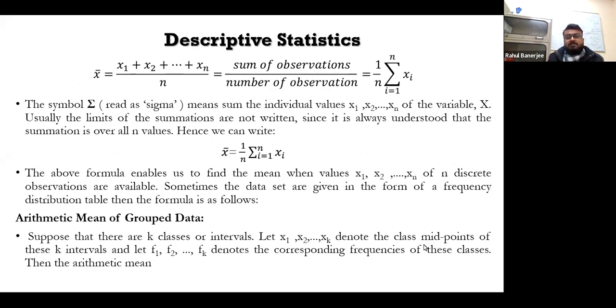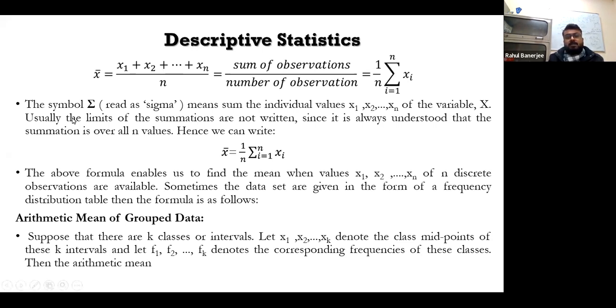Mathematically, it is generally represented by x bar. It is x1 plus x2 plus up to xn divided by n, where it is the sum of observations by the number of observations. We also generally use this Greek symbol, capital sigma, with i running from 1 to n. This symbol sigma basically means x1 plus x2 plus up to xn. It is also known as summation.